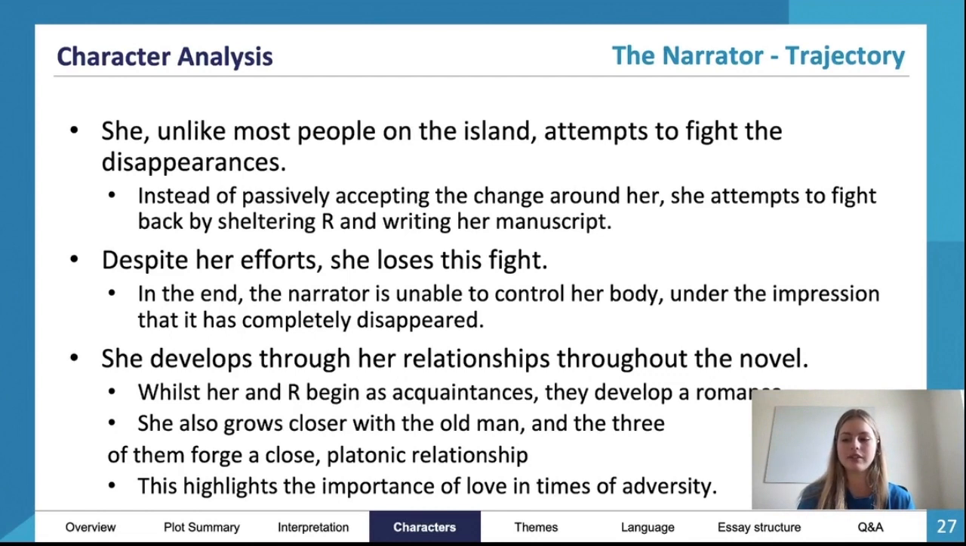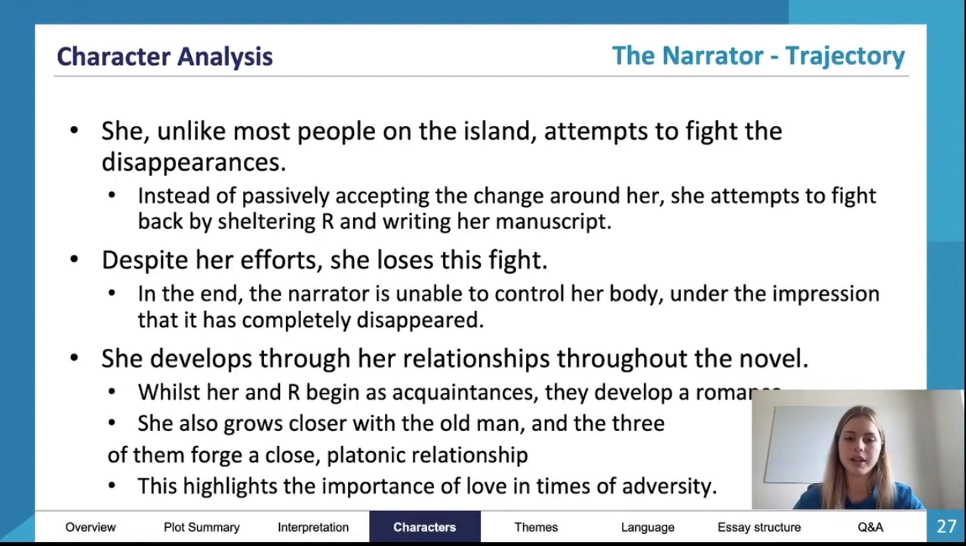And I think that's quite a significant point of her personality, fighting against those disappearances. She, however, despite her efforts, loses the fight. In the end, we obviously know the narrator is unable to control her body, and is under the impression that it has completely disappeared. It hasn't, but from her perspective, she feels like she can disappear or float through the holes of the trapdoor with just her voice.